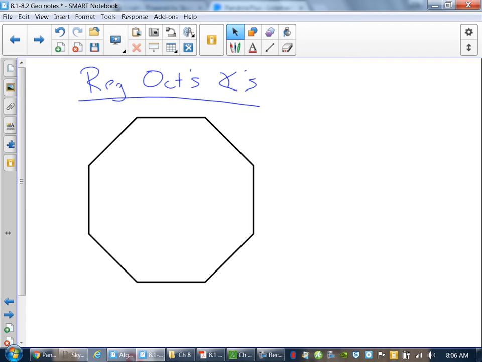How many sides are in an octagon? 8. So if I figure out the sum of all of them, each one of them is going to measure the same, which is divided by the number of sides. Do you agree? So what we would do is 8 minus 2 times 180 divided by 8. I can throw that in my calculator.